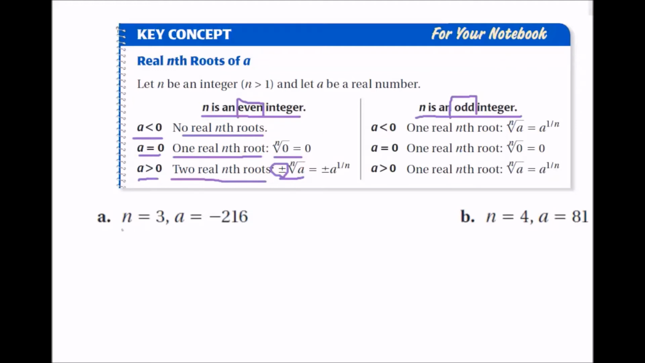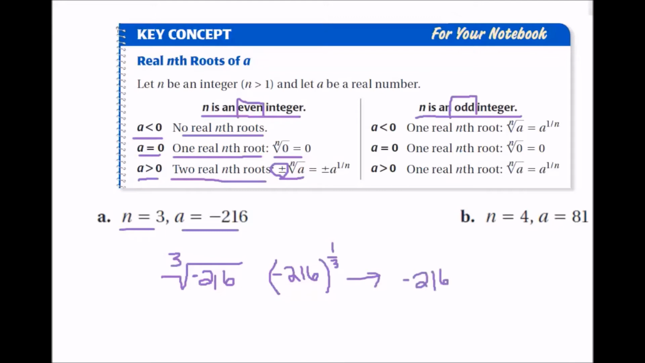So for example, here's a situation where n is 3, and a is equal to negative 216. What this looks like is the cube root of negative 216. Another way we can write this is negative 216 to the 1/3 power. And if you're plugging that into your calculator, you would write something like negative 216 caret 1/3. That's how you'd evaluate it.